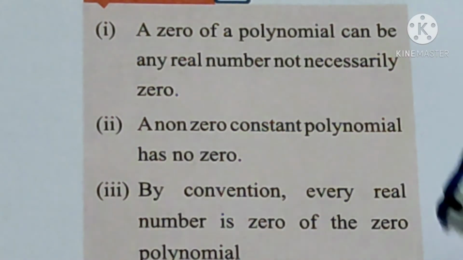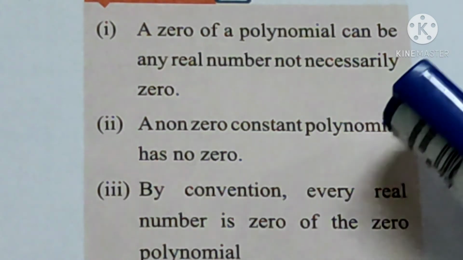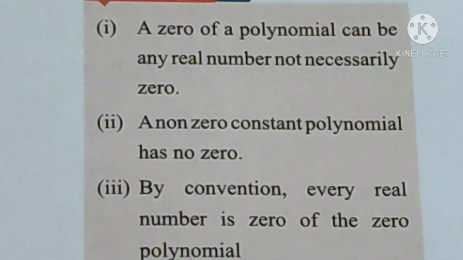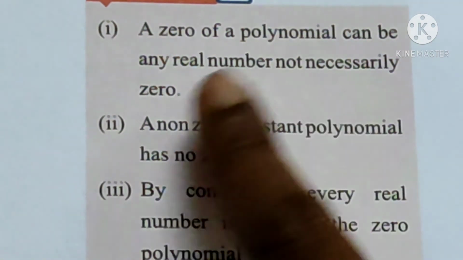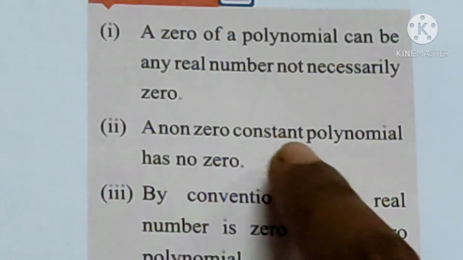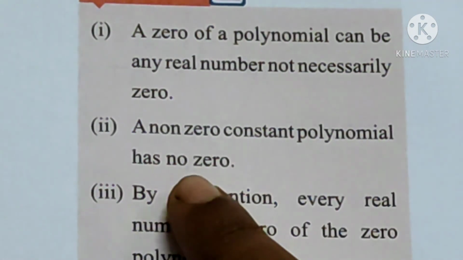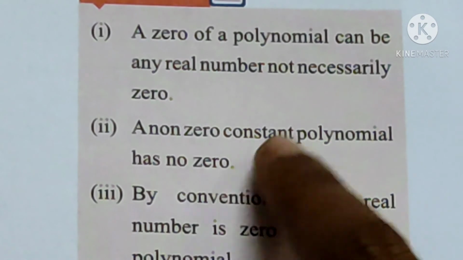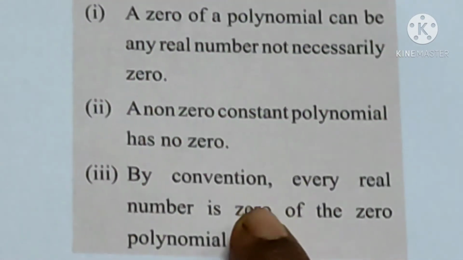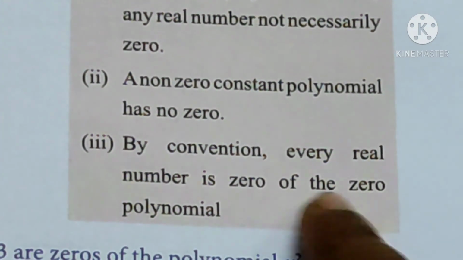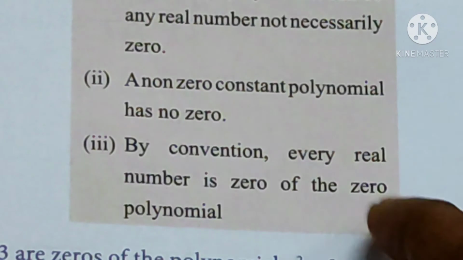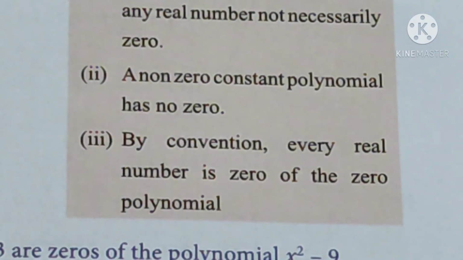And one note: a zero of a polynomial can be any real number, not necessarily 0. A non-zero constant polynomial has no zero. Every real number is a zero of the zero polynomial.